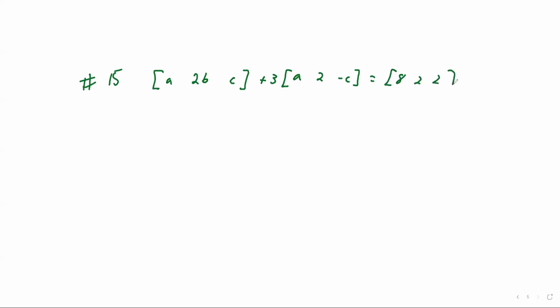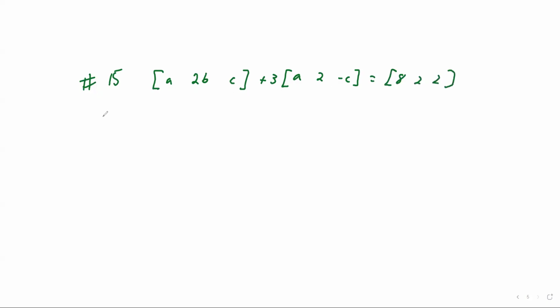All right, so I want to make sure I show you one of those. So let's look at another one. So let's look at number 15. In the next set, you're asked to determine the values of the variables that will make the following equations true. So number 15 gives you A, 2B, C plus 3A, 2, negative C, and you are told it's equal to 8, 2, and 2.